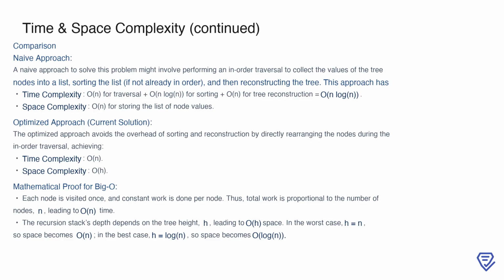To summarize the mathematical reasoning, the optimized method visits each node exactly once, performing constant work per node, leading to O(n) time. Space usage depends on the recursion stack, which is proportional to the tree height h. In a balanced tree, this is O(log n), and in a skewed tree, it is O(n).